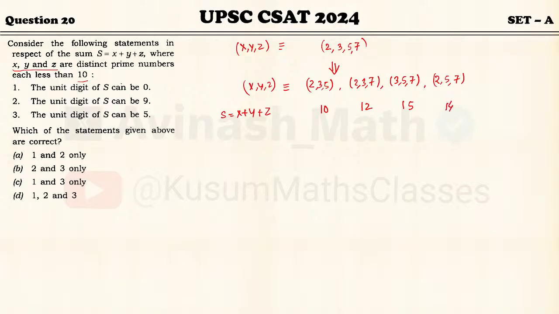So what is the question asking for? The unit digit of S can be 0, yes. Can be 9, no. Can be 5, yes. So statement number 1 and statement number 3 are correct. So the correct answer is C, right? So this is actually related to number system, और बहुत ही important है ये.